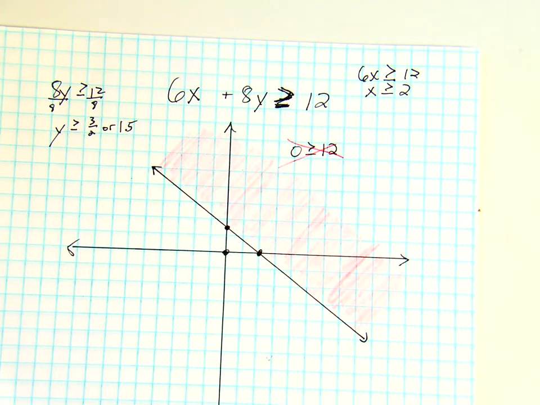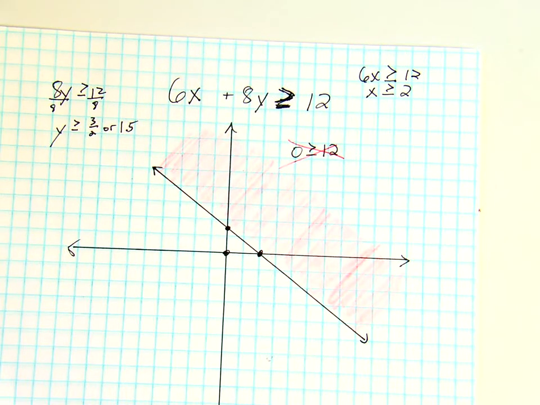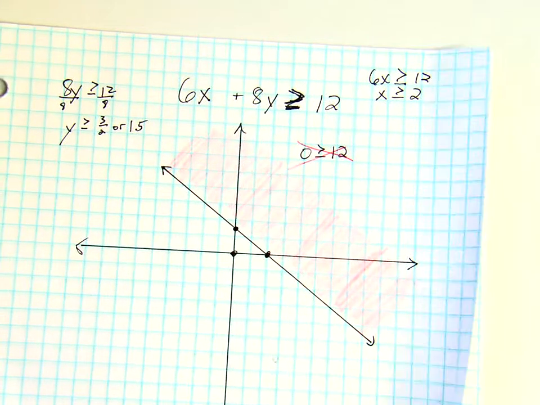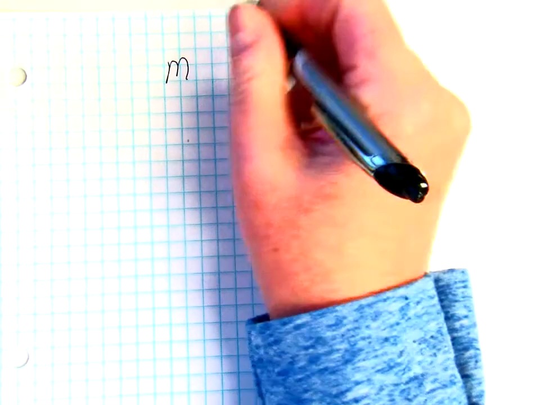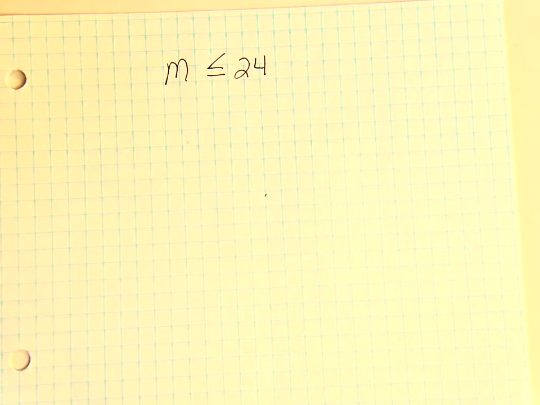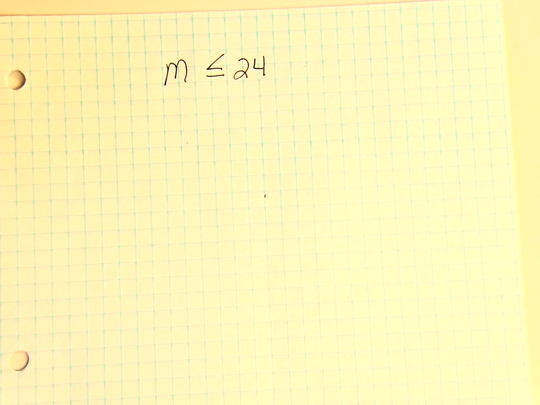As we're doing more of these, we'll have some that are real world problems. So let's go ahead and look at one of those. And we've got a problem where we plan to spend no more than $24 on meat for a cookout. So our meat has to be less than or equal to 24. And that's all of the meat has to be less than or equal to 24.